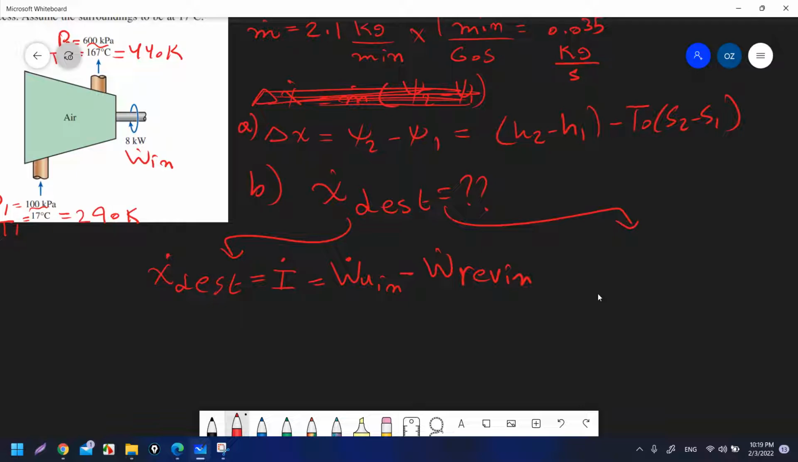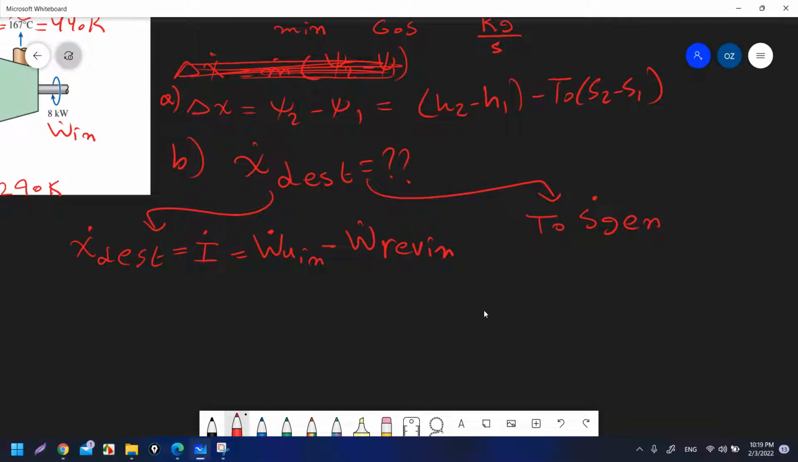we use this equation: T naught times generation, and this time we want the rate, so it is S dot generation. Which one shall I use? If I use both of them, they will give me the same number. So which one shall I use? Actually, you cannot use this one, but you can use this one. Why? Because of course the problem will be in S generation, the rate of entropy generation. T naught is okay, it doesn't matter.